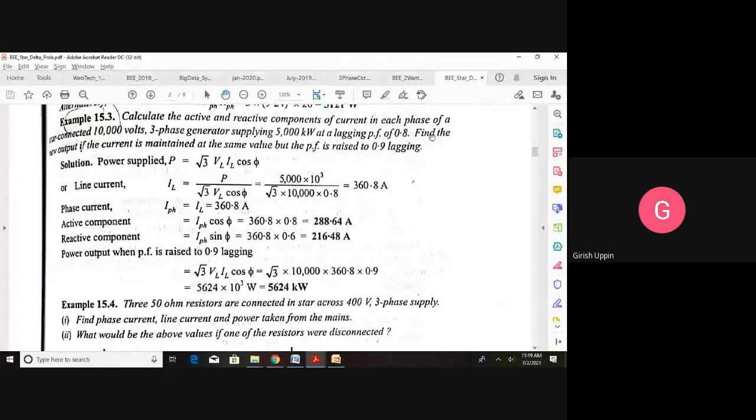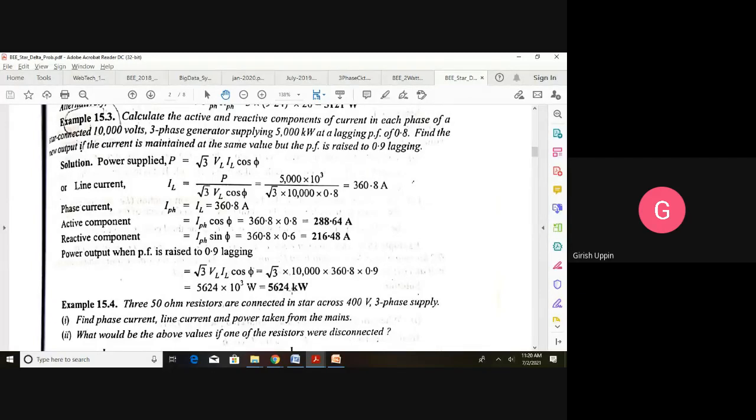Now we have to find what is the power output, means what is the new power if I increase the power factor to 0.9. So same equation, root 3 VL IL cos phi, root 3, this voltage 10,000 volts, 360.8, that is IL. Now instead of 0.8 we are taking 0.9. Now what is the power that is generated? 5,624 kilowatt. Now you can see earlier it was 5,000 kilowatt at 0.8 power factor. By improving the power factor to 0.9, we increase 624 kilowatt of power.